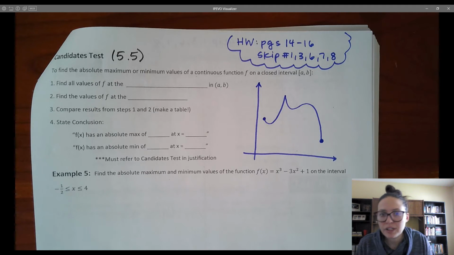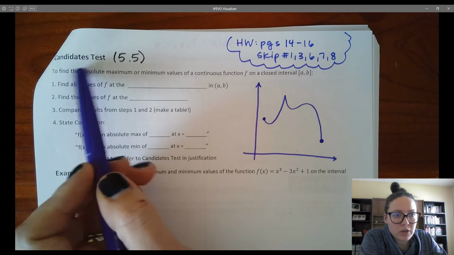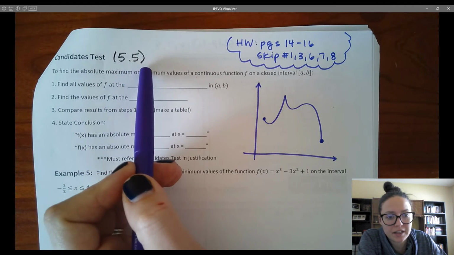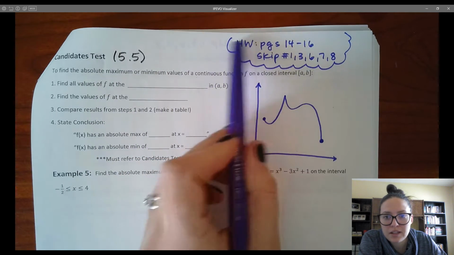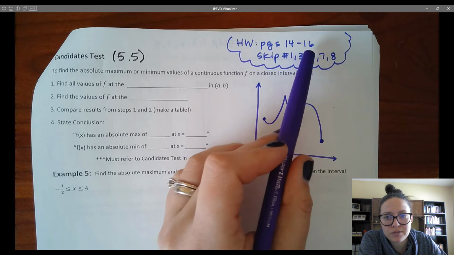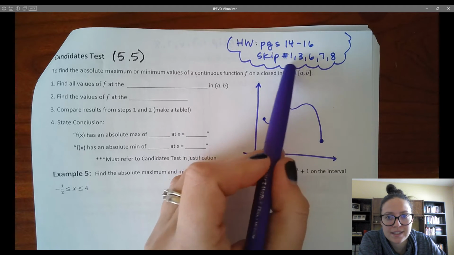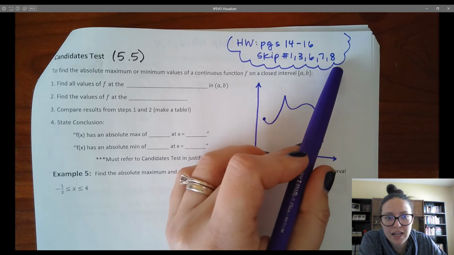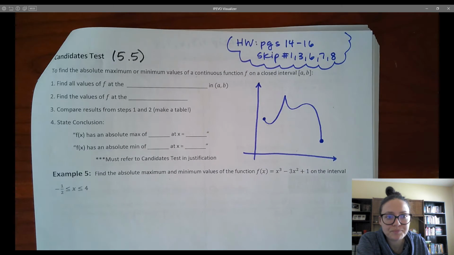Real quick, right off the beginning, I'm going to be going through the notes that are on page 13 in the packet and the homework that goes with it. If you just want to write this down real quick, it's on the next three pages, pages 14 through 16. But you can go ahead and skip these five problems here: 1, 3, 6, 7, and 8. You do not need to do those five problems.